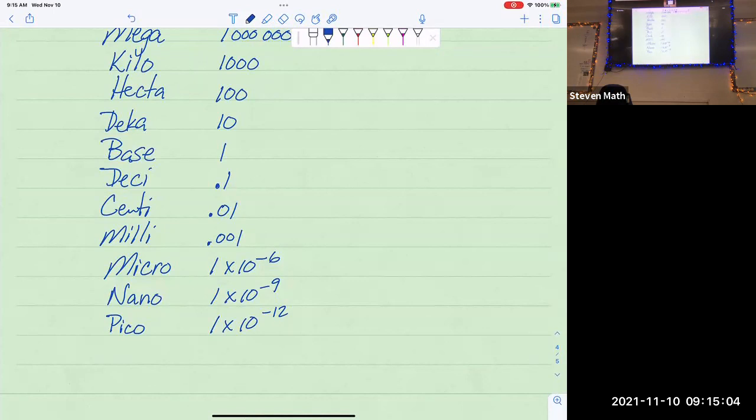What's bigger than a mega? You know this. Giga. What's bigger than a giga? Terabyte. You know this because of computer storage now. There's something bigger than a tera. I don't remember what it is. We don't need one. Those are our prefixes.